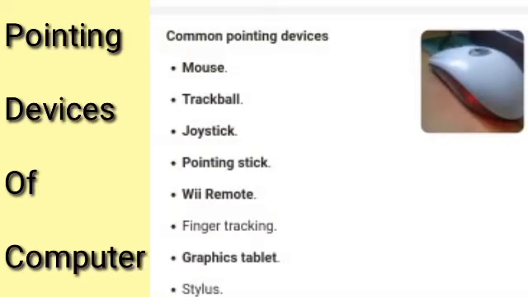Now the next important topic is: what is a pointing device, and what is the popular pointing device that we are using? A pointing device is helpful for navigating on the screen with the help of a pointer, and the mouse is the most popular pointing device. There are many others, like light pen and joystick, so you can write the example of any one.